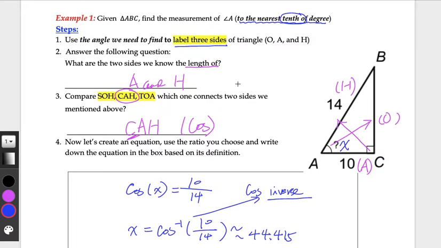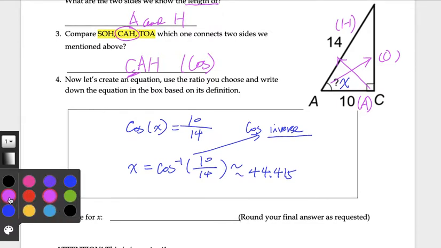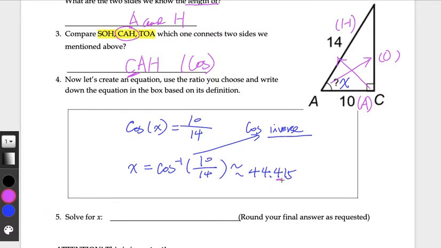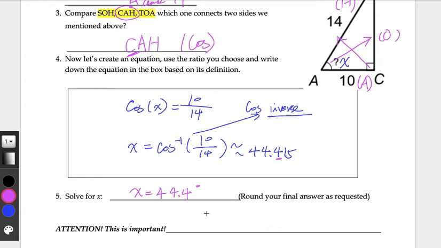Go back to check, how do I round, which is nearest tenth. Nearest tenths, meaning only keep this number. Next number is 4. So that's, the next number is 1. We are not going to round it up. So this is 44.4 degrees. Remember, that's our unit for the angle.